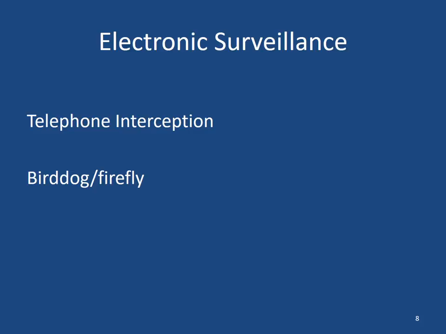Now, bird dogs or fireflies are devices that would be placed on a vehicle or upon a container to track it. And again, that's an electronic surveillance issue that you have to be concerned with. While it's in a public place, there's no problem. Monitoring these things when they're in private places may be a legal problem. You normally have to turn those off when a vehicle enters into a private area.